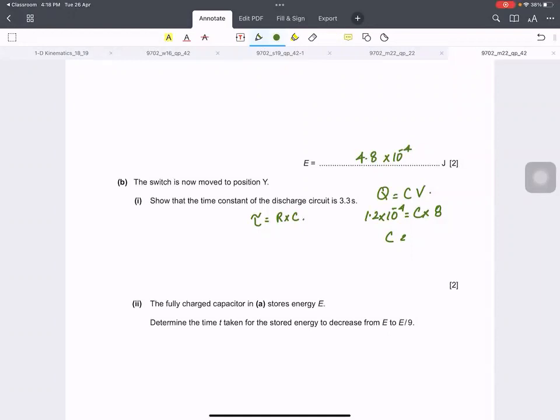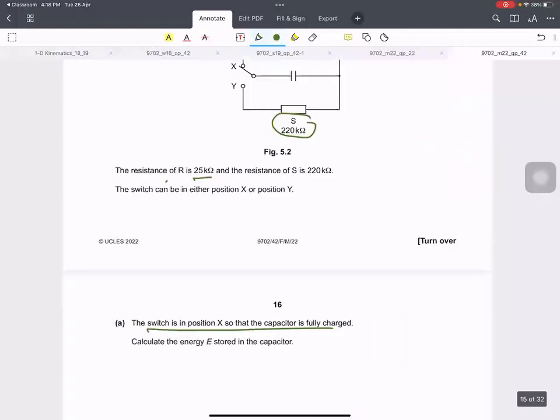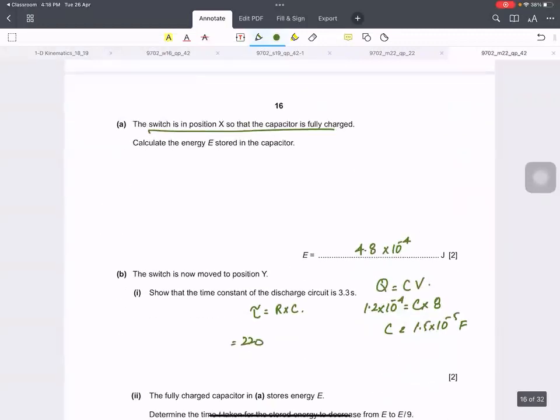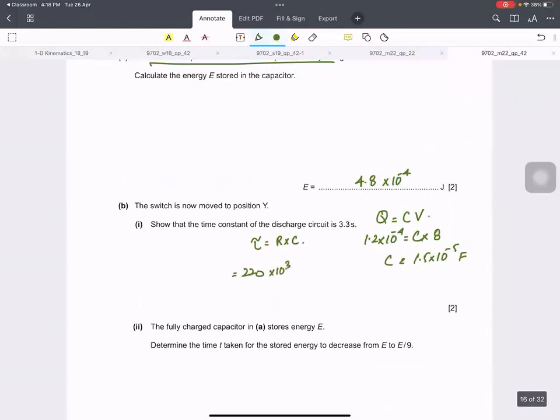Okay. The capacitance is 1.5 times 10 raised to power minus 5 farad. What do you do then? Resistance is 220 kilo ohms, I think, 10 raised to power 3. So what do you get? 3.3. Yay! Proved.